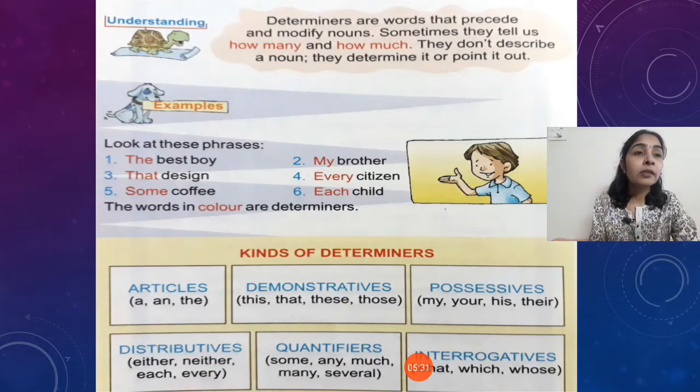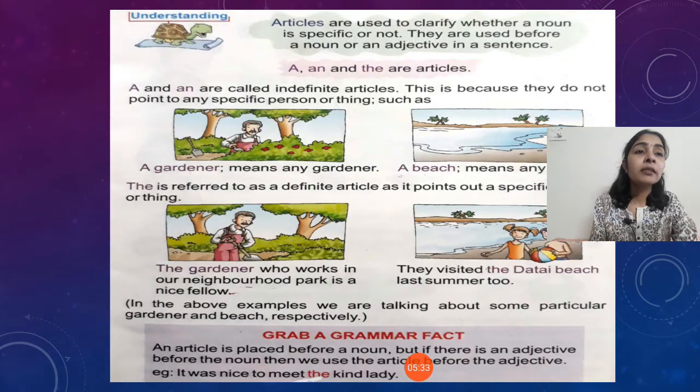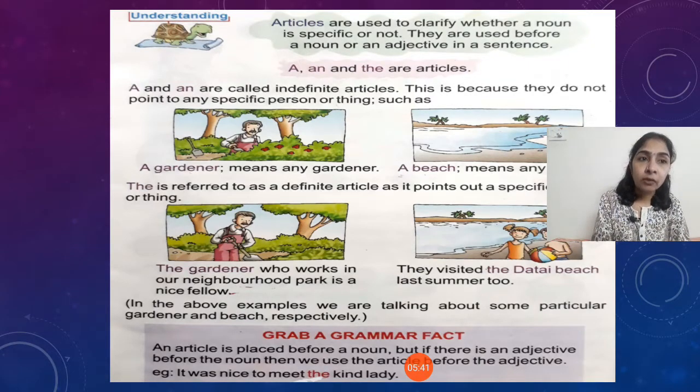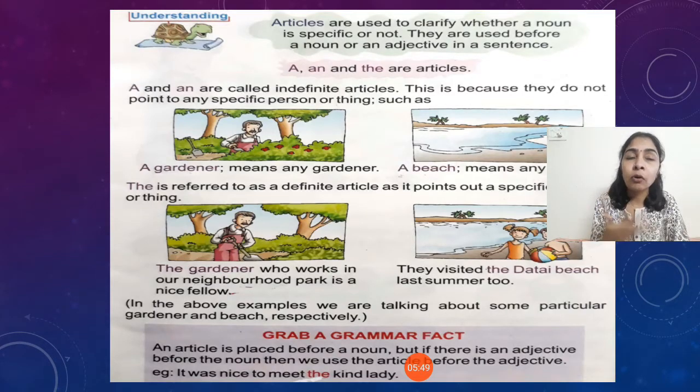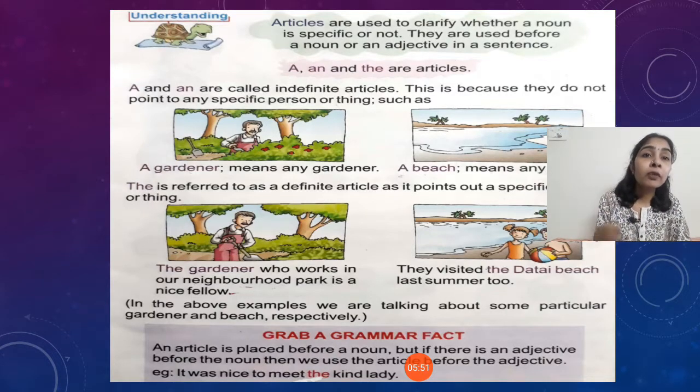Okay, let's see where these articles are used and how they differentiate. Articles are used to clarify whether a noun is specific or not. As I told you, they are indefinite and definite. So they point out whether the noun is specific, that means definite, or not. They are used before a noun or an adjective in a sentence.